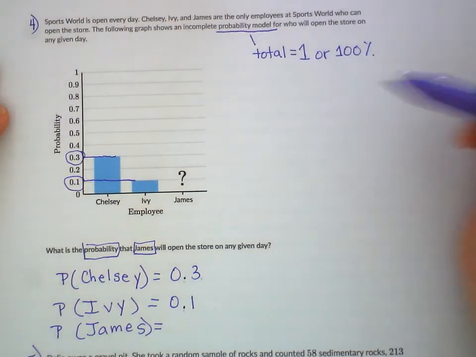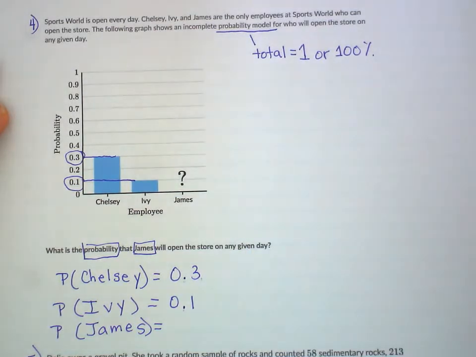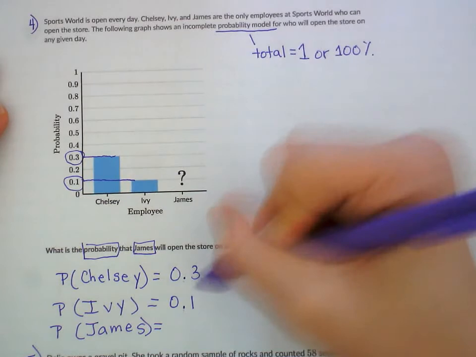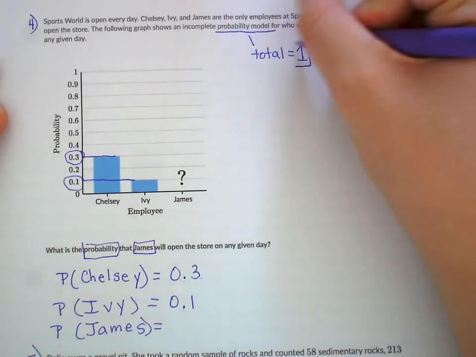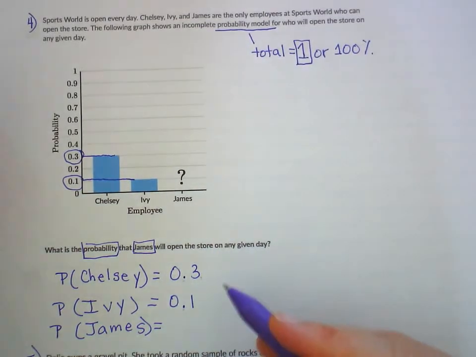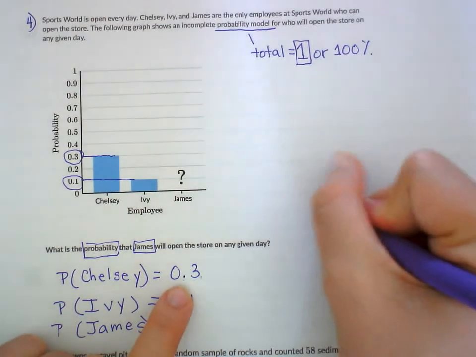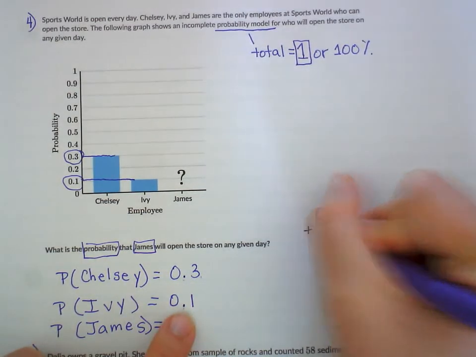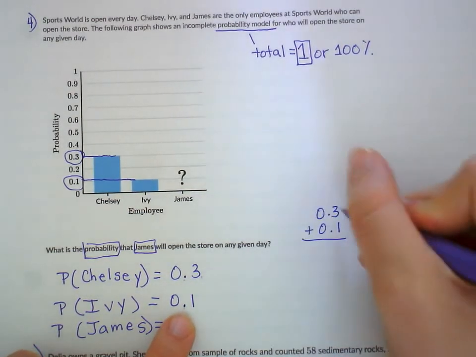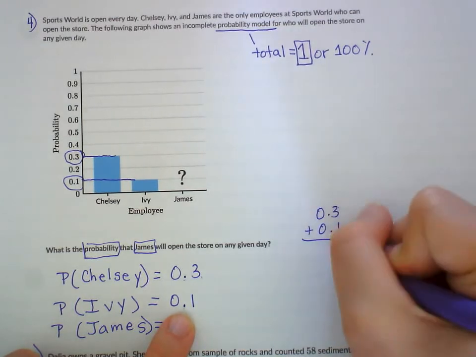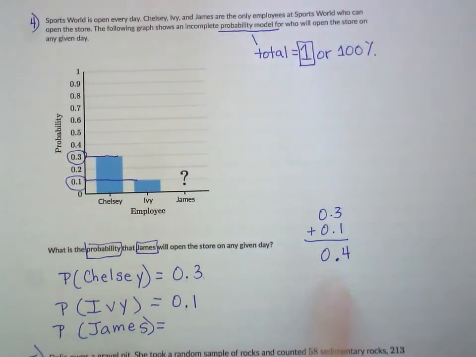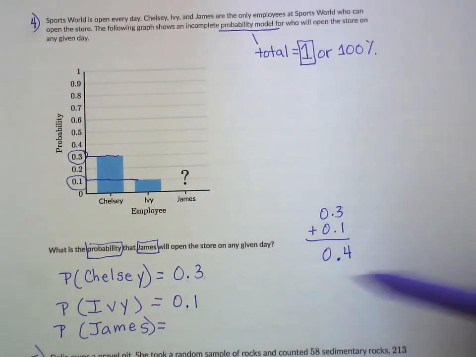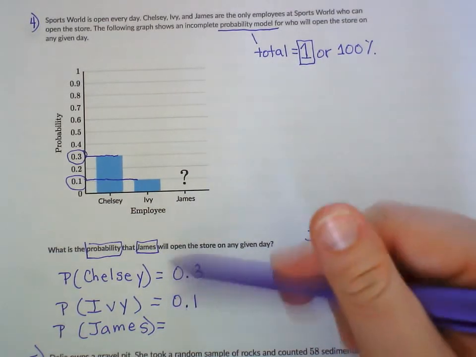Well, we know that total, these 3 bars, these 3 numbers have to add up to 100% or 1. They're in decimals, so it's 1 that we're focusing on. Right now we have 0.3 and 0.1. 3 plus 1 is 4. Bring down the decimal and the 0. Right now we have 0.4. So we have a 40% chance that it'll be one of these 2.